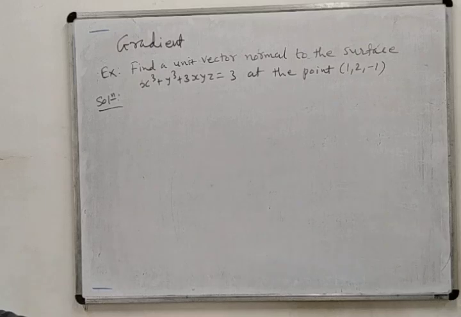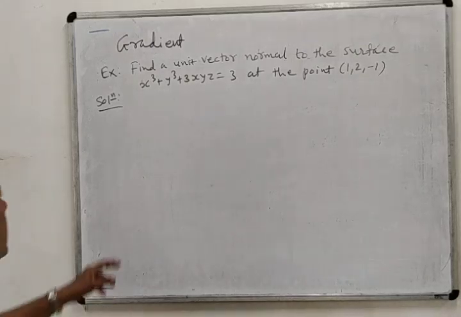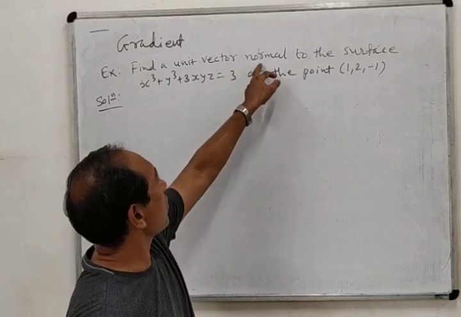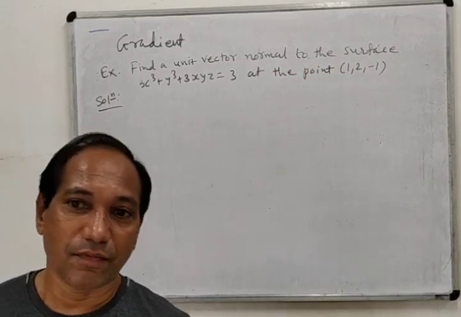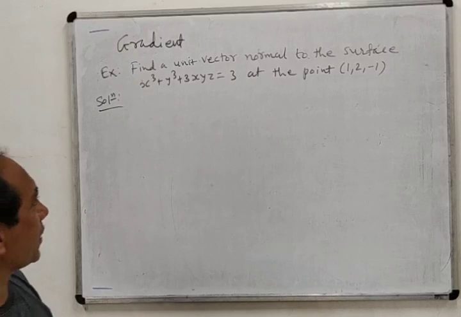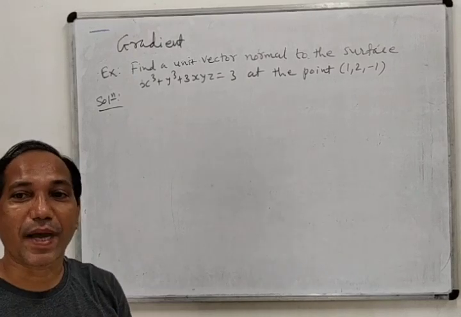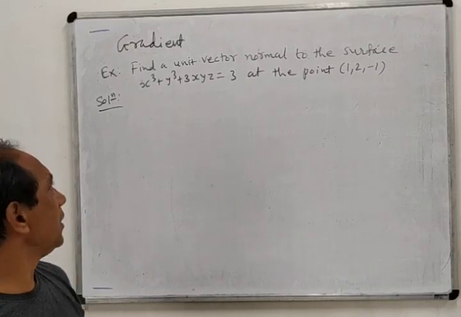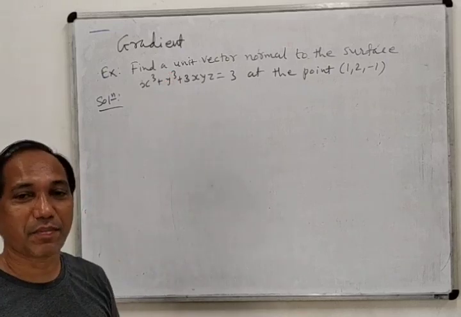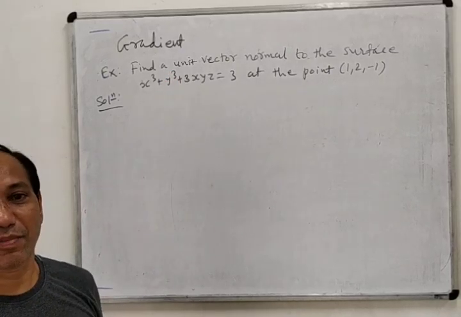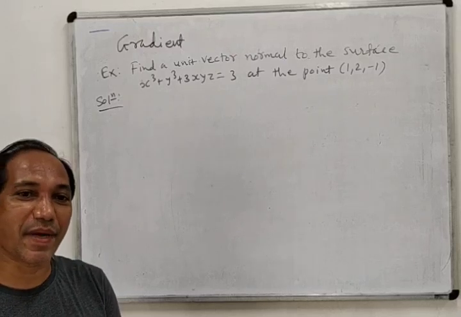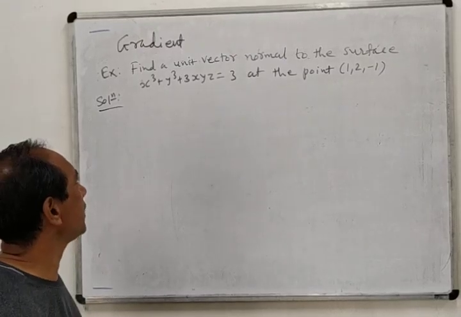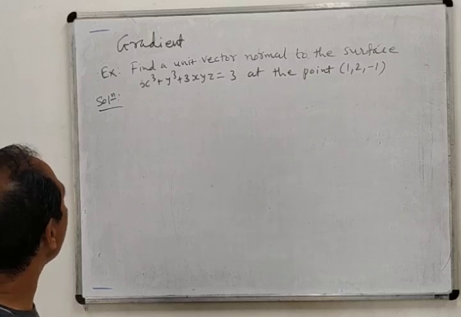This question is also very simple. It is asked to find the normal to the surface, and whenever we are asked to find a normal vector to the surface, we will have to find the gradient. Since a unit vector is asked, after finding the gradient, we divide it by its magnitude. So we will get a unit vector, and this is known as the unit normal vector.